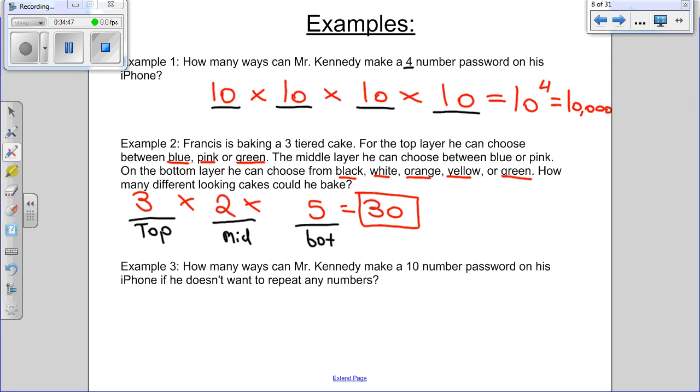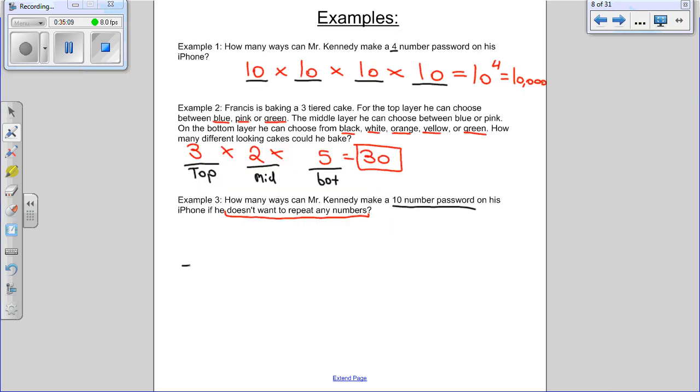So what I'm going to do is put a placeholder for each spot. I'm going to have 10 different spots with a 10-number password: 1, 2, 3, 4, 5, 6, 7, 8, 9, 10. The number of numbers that could go in the first spot is 10. I put 10 different things in there, 0 through 9.